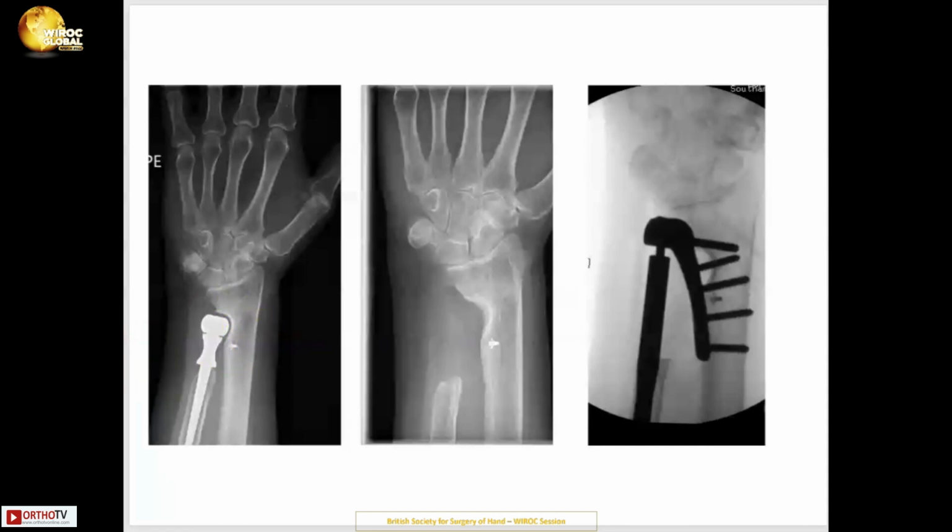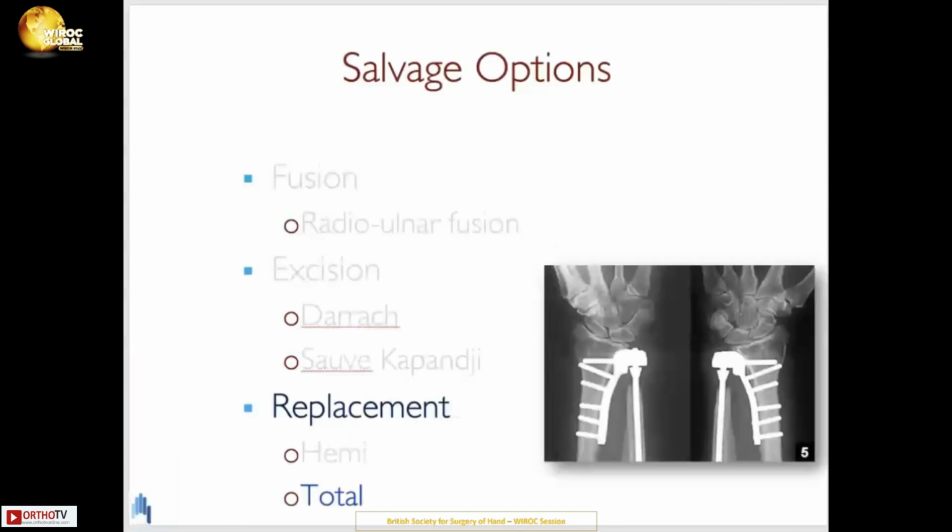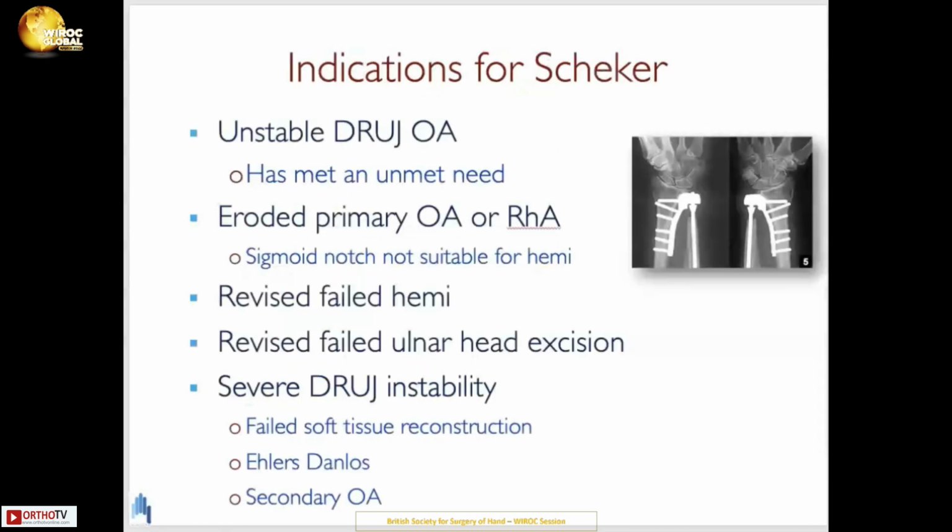And this lady had, I think, something like 12 operations, and the following week she told us for the first time in 20 years her arm felt normal. So there is the total replacement, a salvage option for the DRUJ, particularly if it's unstable. If you have an unstable DRUJ with arthritis, this is the only solution.